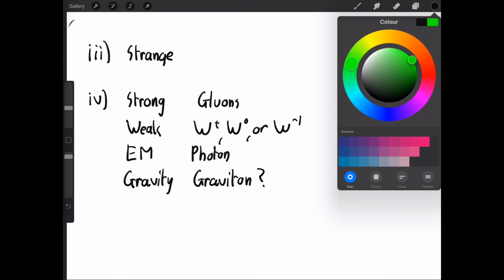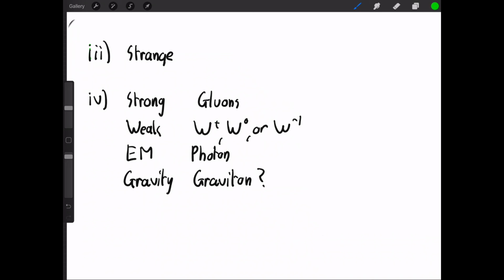So, of course, what do we need? We want the strong interaction, we want gluons, and we want the W plus, W0, or W minus boson. Or, in fact, a Z0 you can have in there as well, I think they're called.